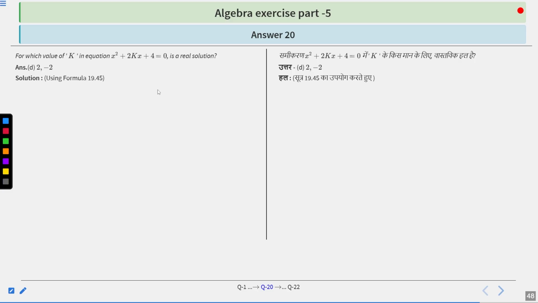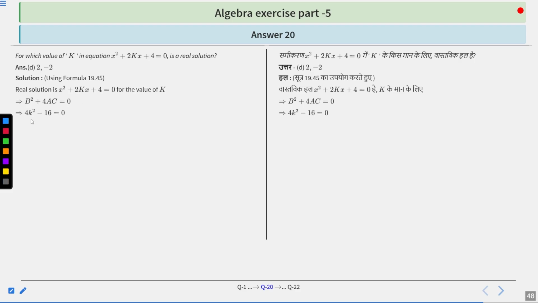So using formula 19.45, the real solution is x square plus 2kx plus 4 equal to 0 for the value of k. The discriminant b square minus 4ac equals 0. Now b is 2k, so 4k square minus 4ac becomes minus 16 equal to 0. So the value of k square is going to be 4. And if k square is 4, then k is equal to plus minus 2. That means 2 or minus 2 are the values of k. Option number D is the correct answer.